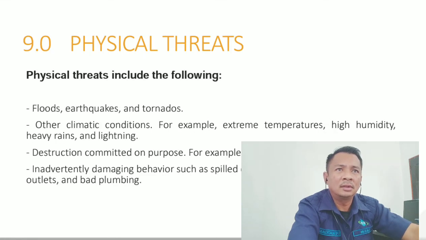And then lastly, 9.0 Physical threats. Physical threats include the following: first, flood, hurricane, and tornado. Two, other climatic conditions, for example, extreme temperature, high humidity, heavy rain, and lightning. Three, destruction committed or proposed, for example, theft, vandalism, and arson. And four, environmentally damaging behavior such as spilled drinks, overloaded electric outlets, and bad plumbing.